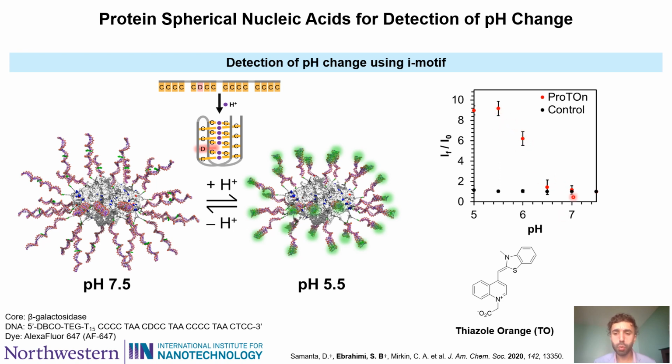And if we just do a control where we put T-rich sequences on the surface of our protein, in other words, sequences that will not form the I motif, we see no change in fluorescence. So now, can we actually look at things inside of live cells?